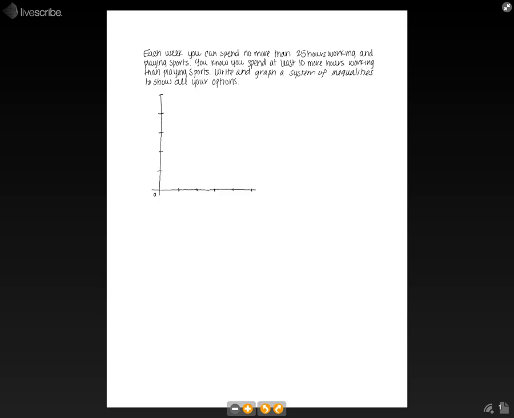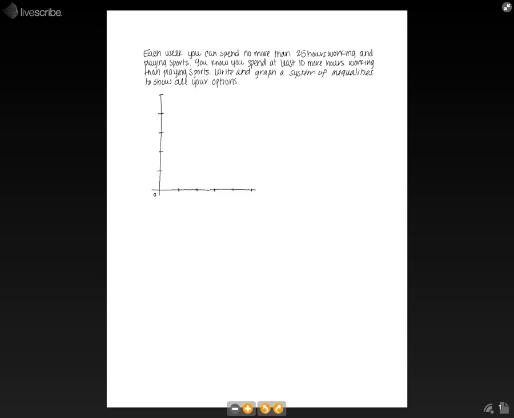In this pencast, we're going to be using inequalities to solve word problems. This problem says, each week you can spend no more than 25 hours working and playing sports. You know you spend at least 10 more hours working than playing sports. Write and graph a system of inequalities to show all your options.